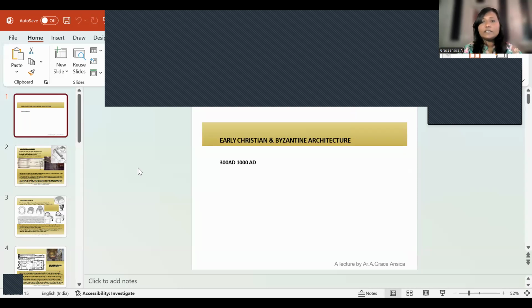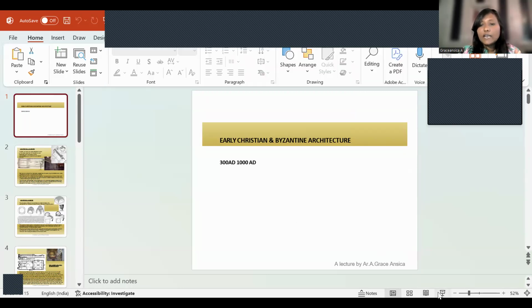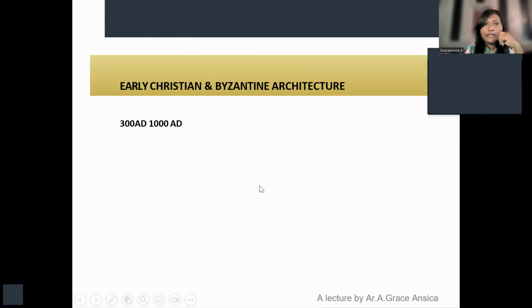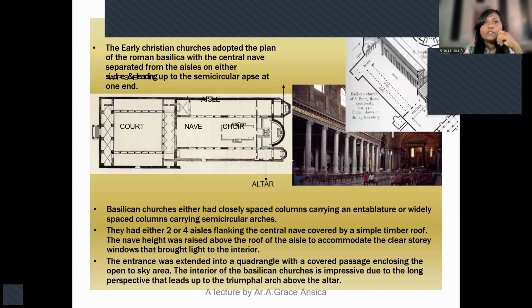So, as you can see, early Christian and Byzantine architecture revolves around the years 300 AD to 1000 AD. We're going to see a little about the architectural character of early Christian architecture. Before that, a very short note on why early Christian architecture comes into existence. The Romans were not very religious, but they were very much into entertainment activities, public gatherings, meetings, and things like that.